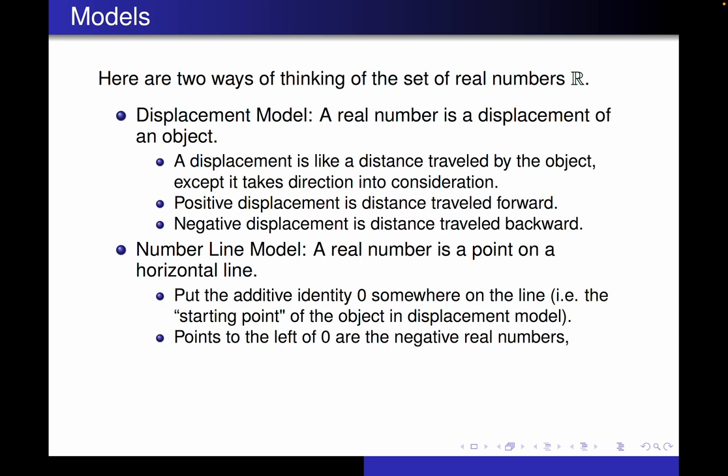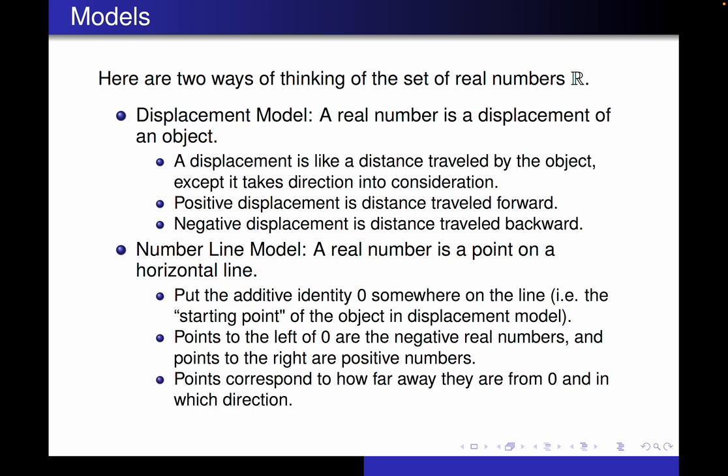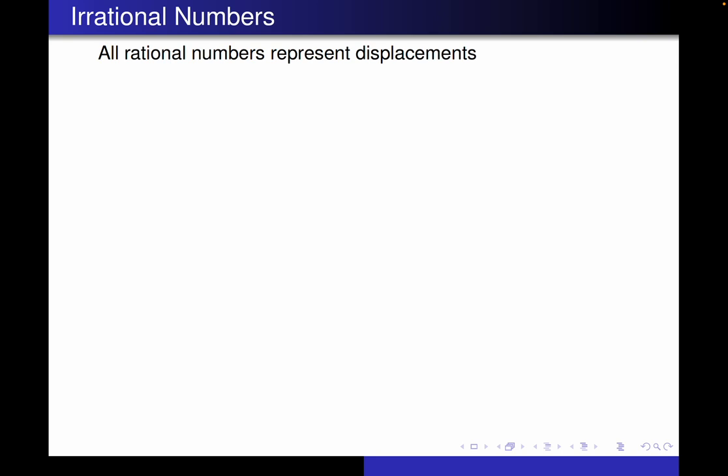So points to the left of 0 are the negative real numbers, points to the right are the positive numbers, and the actual real numbers are determined by how far away they are from 0 and what side of 0 they're on. So this is kind of nice because all rational numbers represent displacements, which means that the real numbers contain all rational numbers. The next question then is, are there any numbers that are not rational?